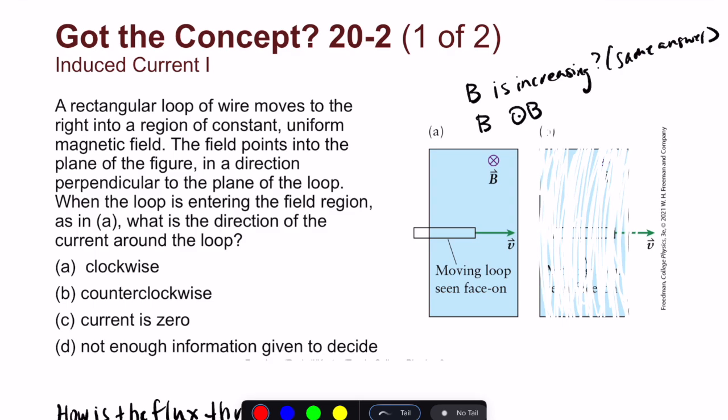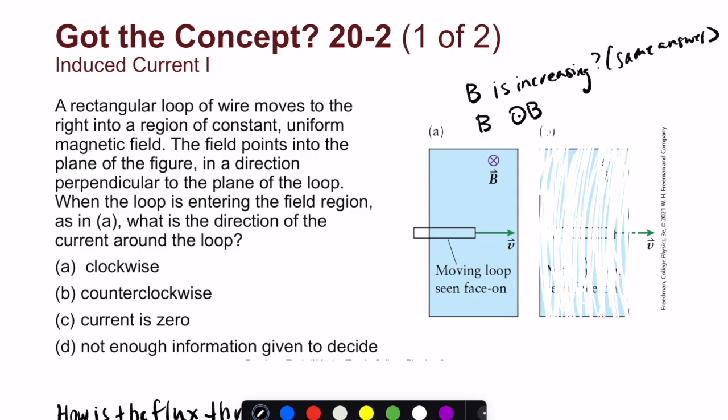It's moving to the right, and it's entering more and more into a magnetic field that's pointing into the page. So as this skinny loop moves to the right, more and more of it is going to be in the field. Is that an increasing or decreasing flux? That is going to be an increasing flux. Why? Because the area that is exposed to the field is increasing, so B dot A is going to be getting bigger. More of the area is exposed to the field.